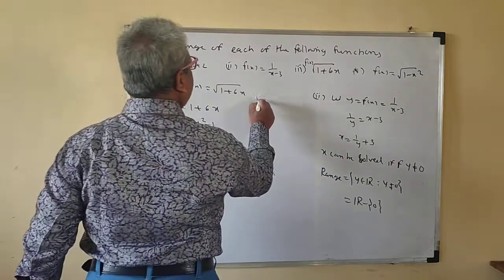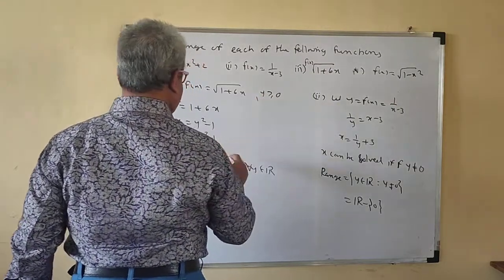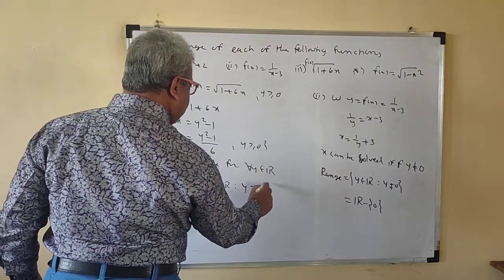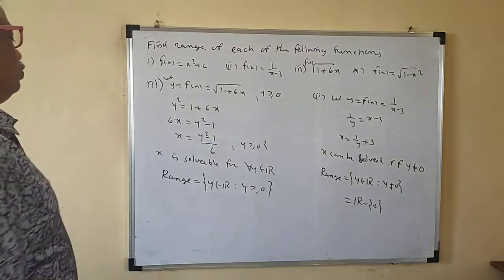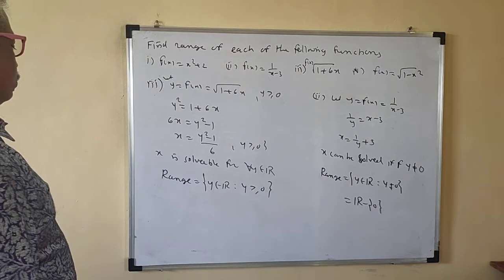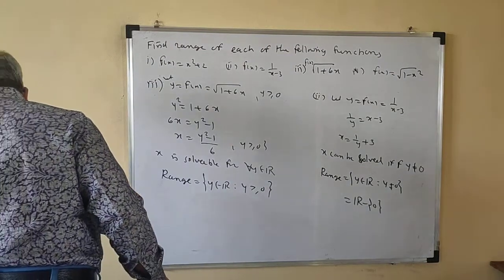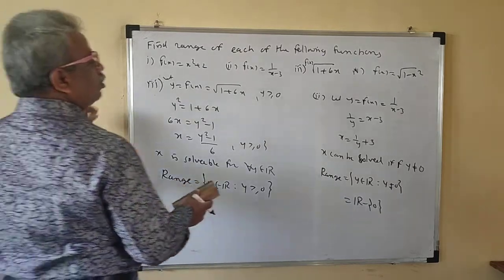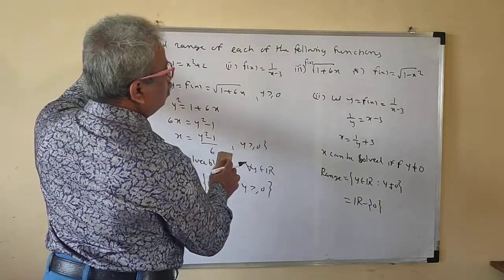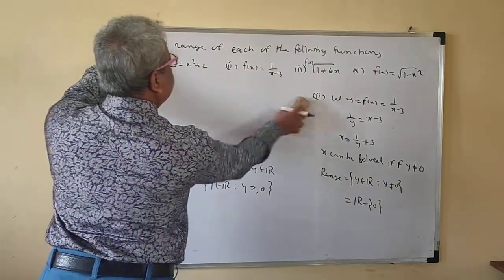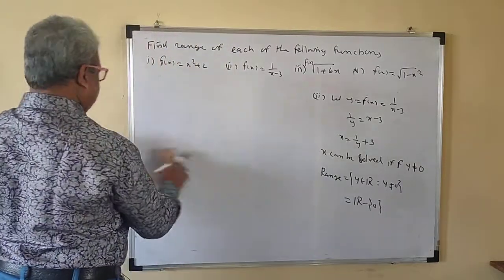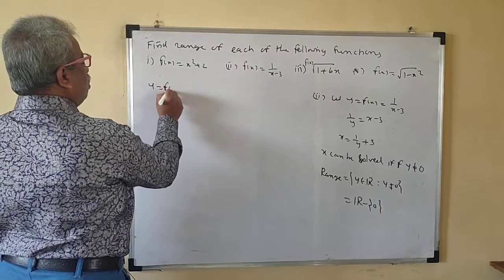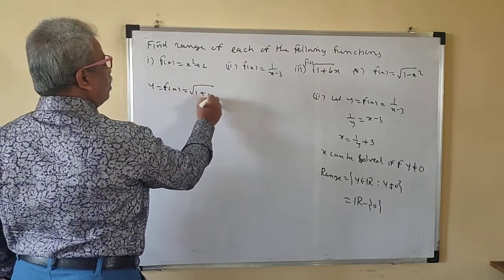So now here, y should be greater than or equal to 0. So y is greater than or equal to 0, y belongs to R such that y is greater than or equal to 0. Now we'll take the last one now, because we have taken the positive root. So therefore y is equal to f of x is equal to root of 1 plus x square.